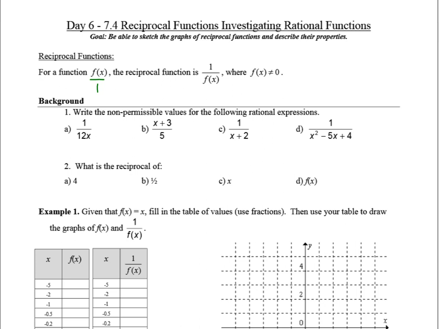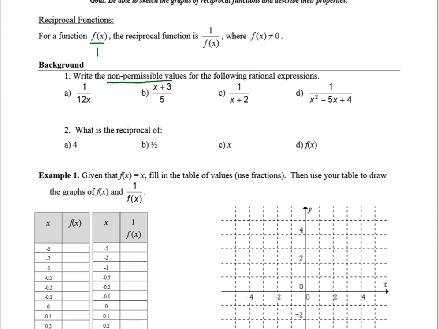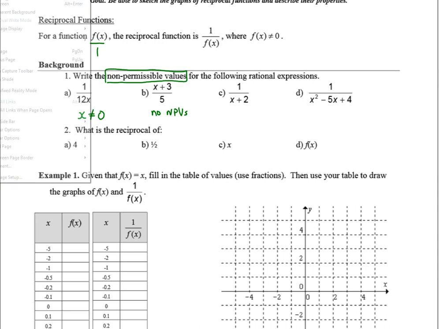Okay? So do you remember MPVs from rational expressions? What x can't be? So in this first one, what can't x be? 0, because then you would be dividing by 0. Okay, this guy, does it have any MPVs? No MPVs. Right. 1 over x plus 2. X can't be negative 2, because then that would make the denominator 0.